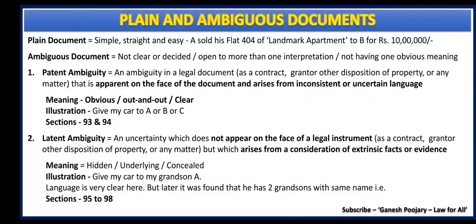Now let us try to understand the terms one by one. The first thing that we need to understand is what is a plain document and what are ambiguous documents. To start the discussion, I will start with a plain document. Plain documents are those documents which are very simple, which are giving straight messages, which are easy to understand. For example, A sold his flat 404 of Landmark Apartment to B for rupees 10 lakhs.